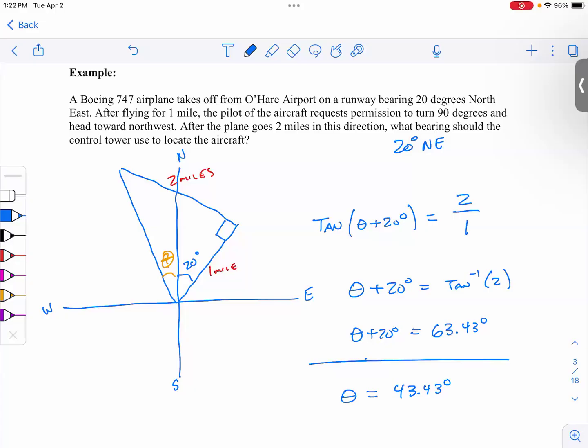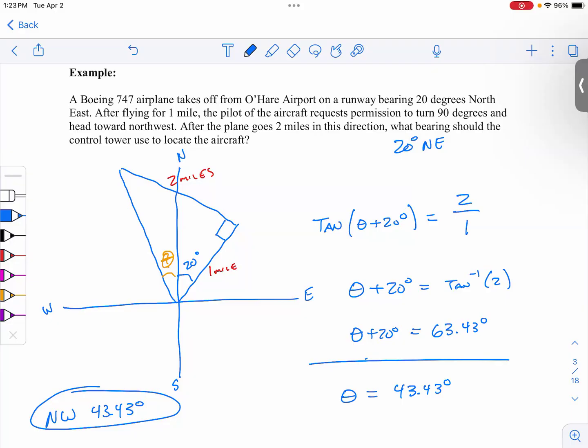So I'm 43 plus degrees off of the north line. And then the only other thing I have to identify is bearing all the way. So what direction are we headed? Northwest. So northwest, 43.43 degrees. Since we were doing bearing, not only do we want the angle, but I want where I am off the north-south line.